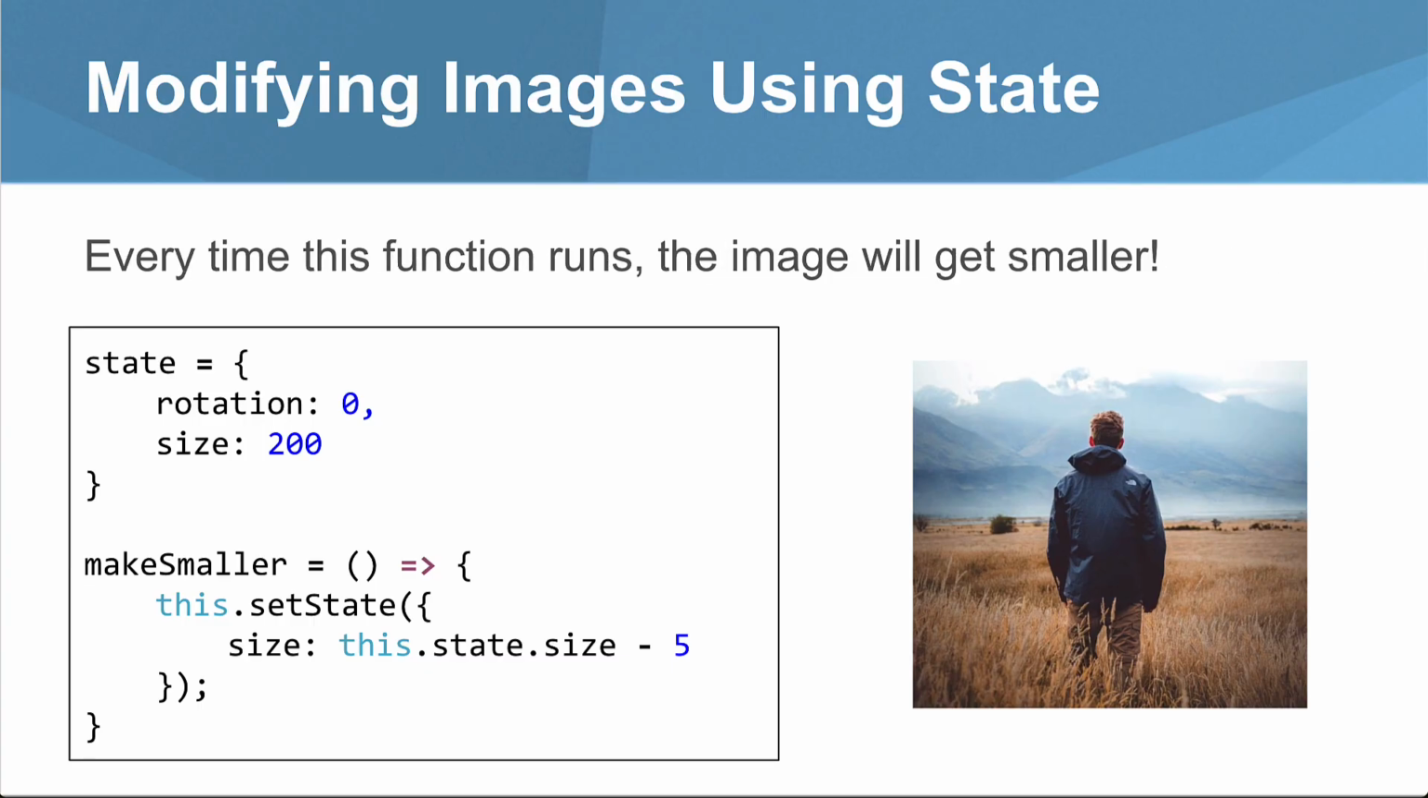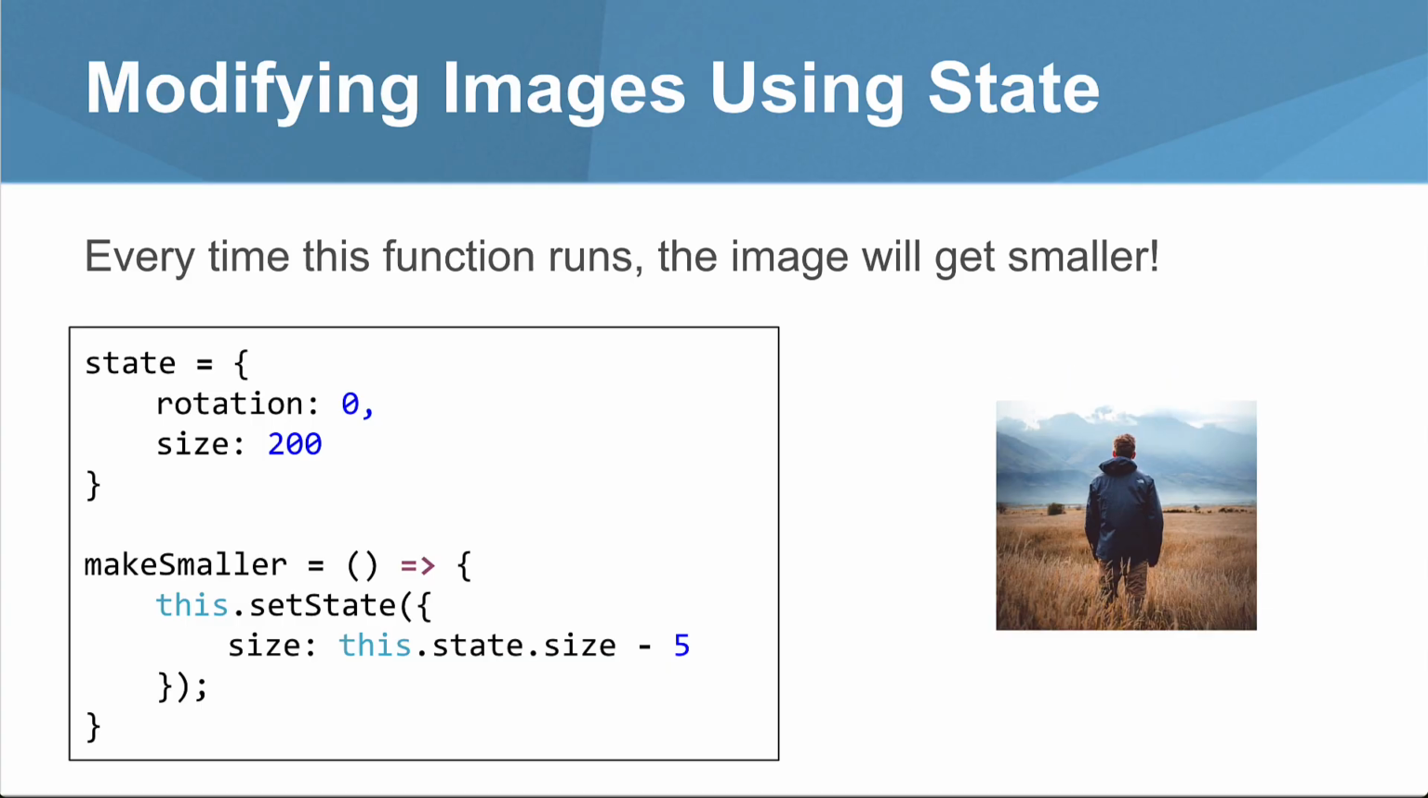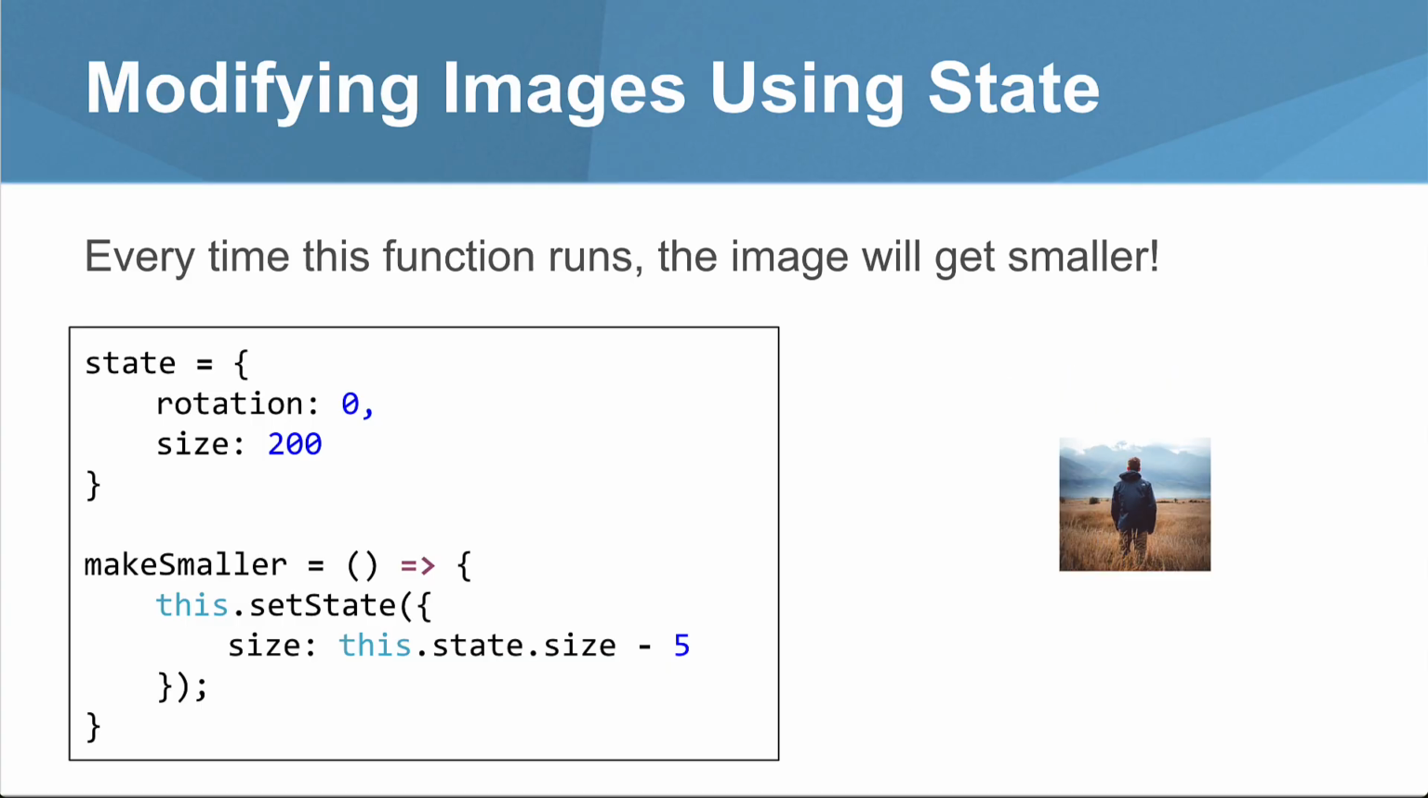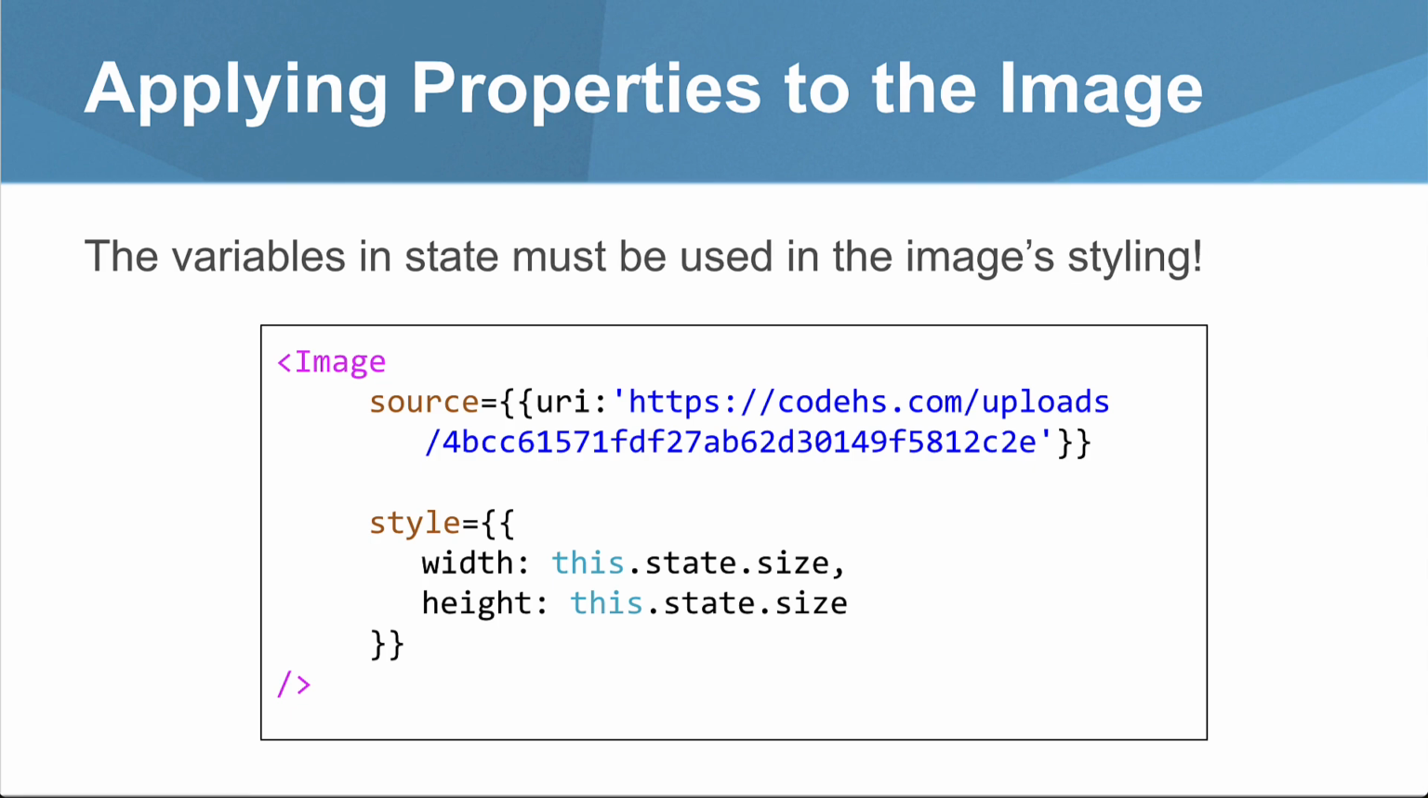It's a really simple change, but when you run the function multiple times, it will feel like the image is shrinking right in front of you. For this to work, we have to use those state variables inside the image's style. If the style doesn't use the state, nothing will happen when you run the setState function. The picture would stay the same. So this connection is key.